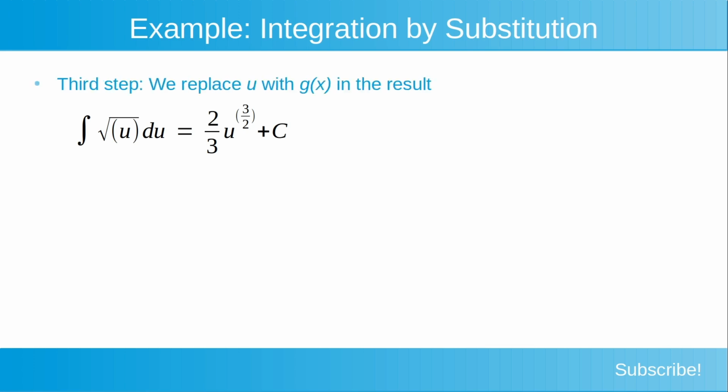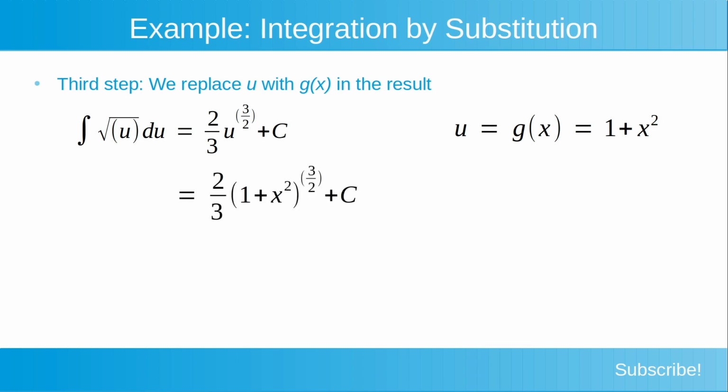For our third step, we want to replace the variable u with the function g of x in the result. Now we have that the function g of x is equal to 1 plus x squared, and it's also equal to u. Now we want to replace the variable u with 1 plus x squared. When we do that, we get 2/3 multiplied by open bracket 1 plus x squared close bracket raised to the power of 3/2 plus c.